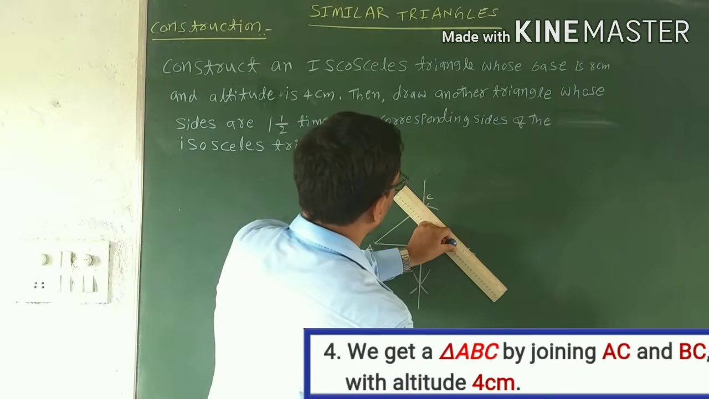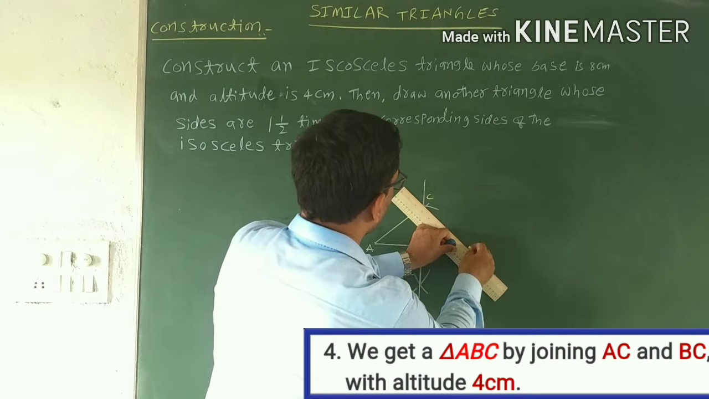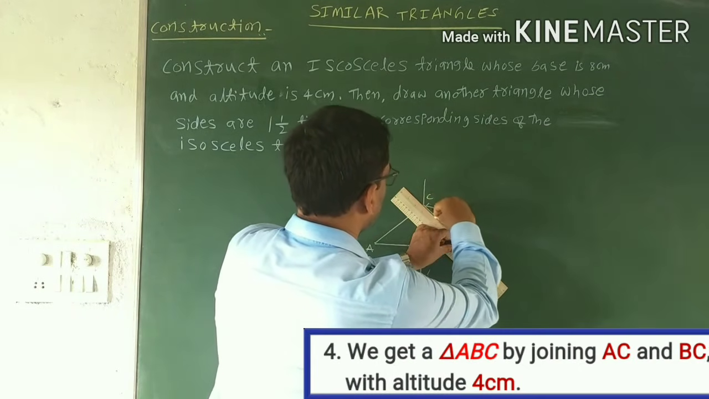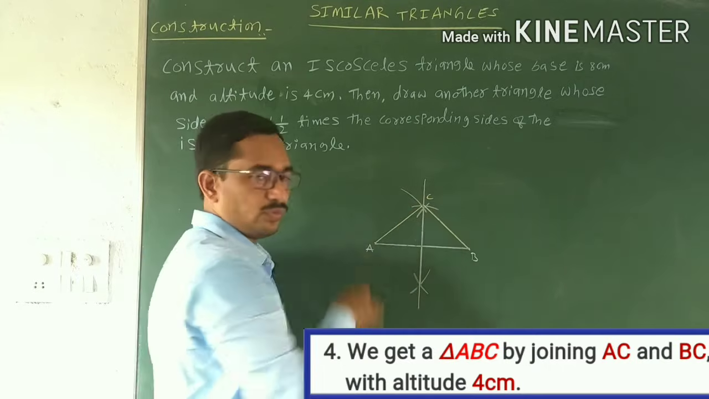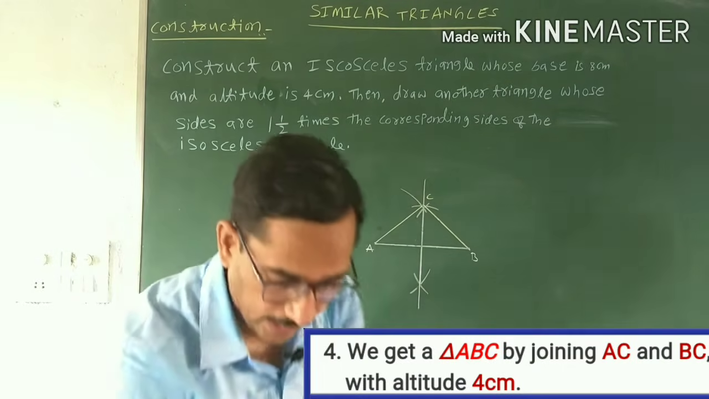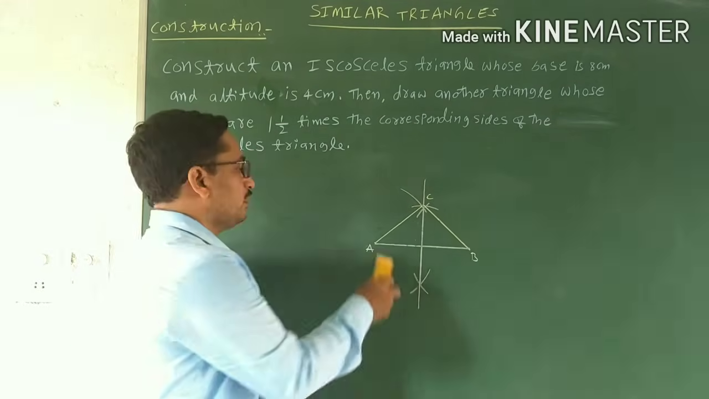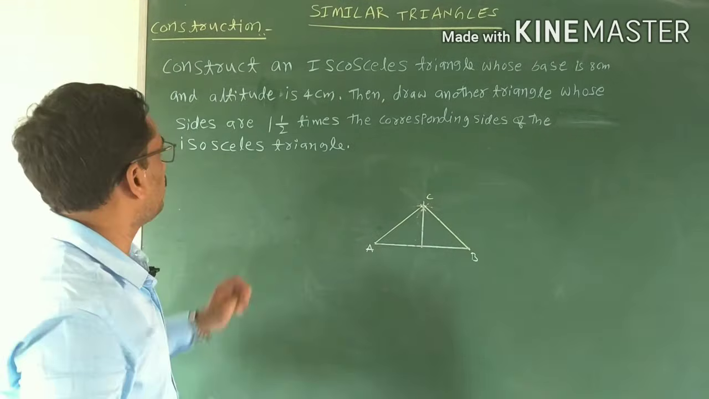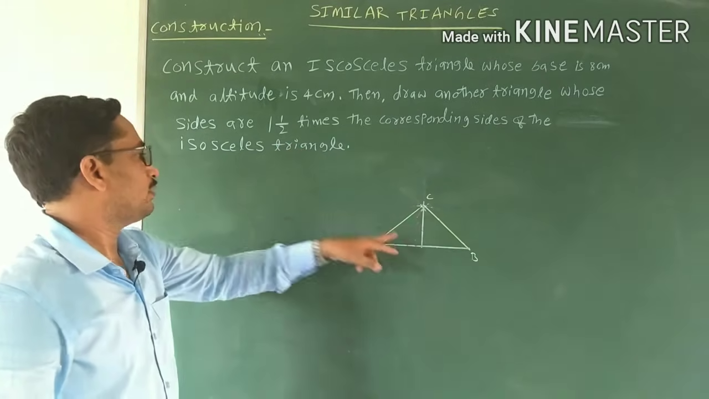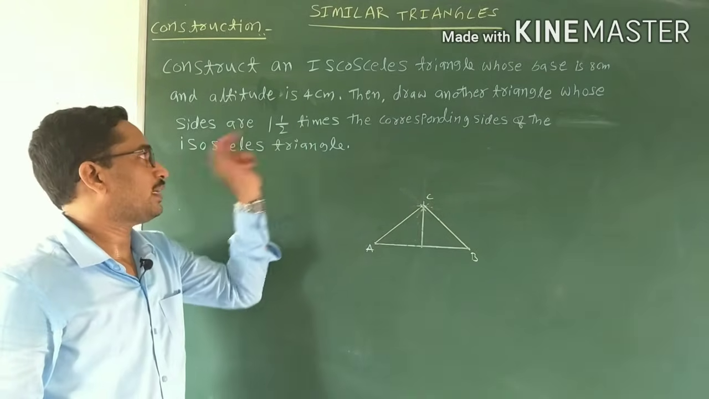Next join B and C. So this is an altitude of length 4 centimeters. Now it is an isosceles triangle with the base 8 centimeters. So no need of this. Now we have to draw a similar triangle to this triangle whose sides are 1.5 times.